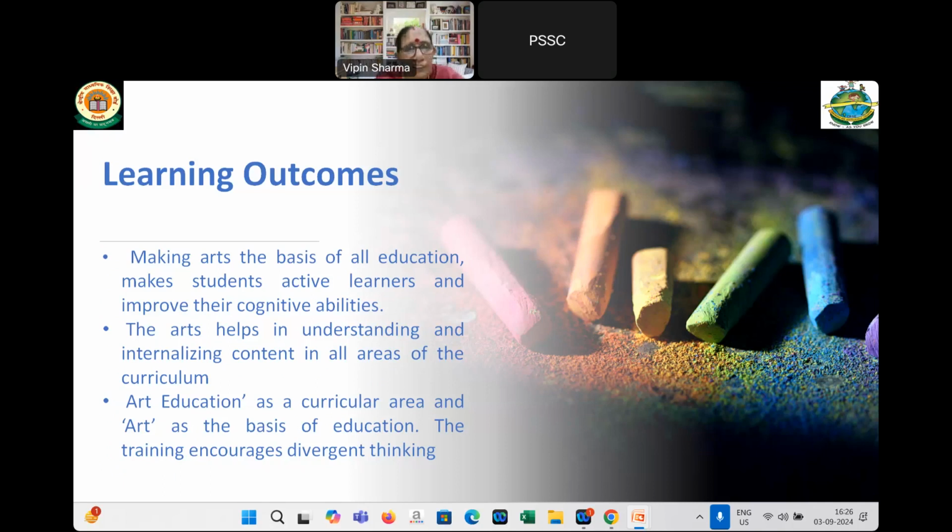So the training encourages divergent thinking. He will think. Tell him to write a poem. Maybe if he has the talent, he will be a poet. He will start writing. The idea is not that he should be a poet at state or national level. The idea is how he has started thinking. How he has developed thinking. That is important. Tapped his imagination. Art as a subject.